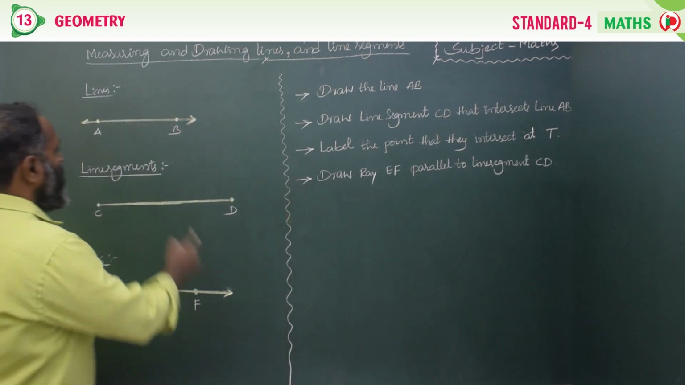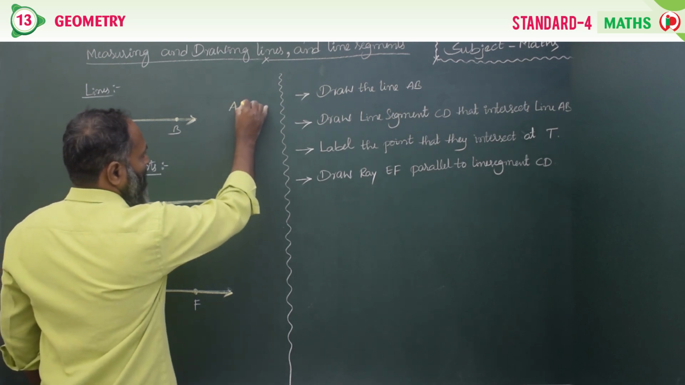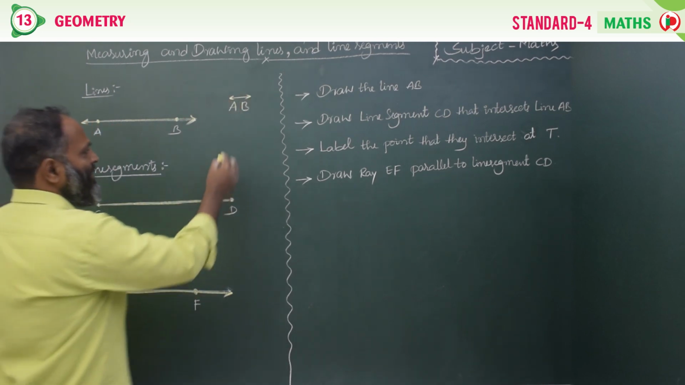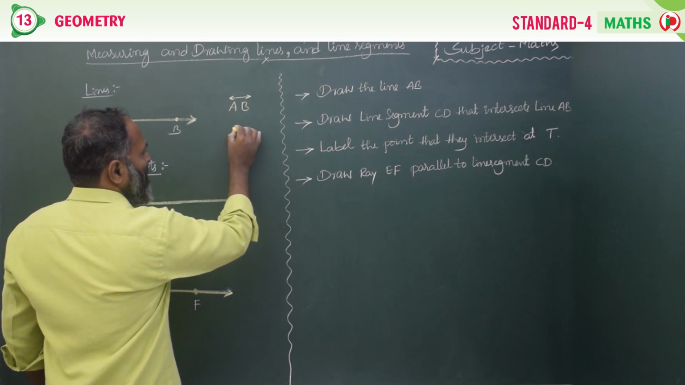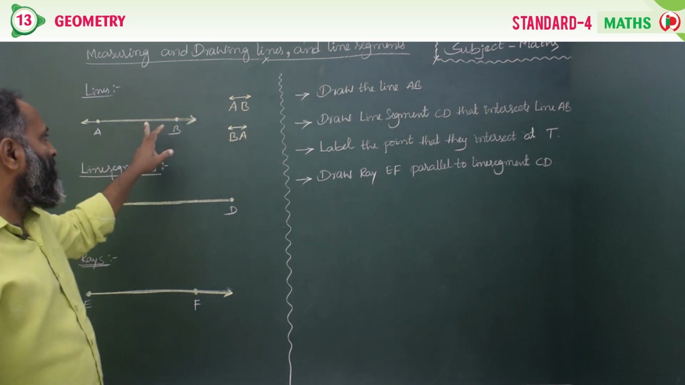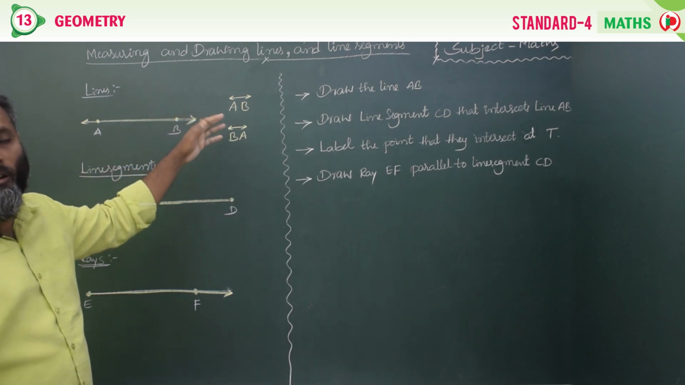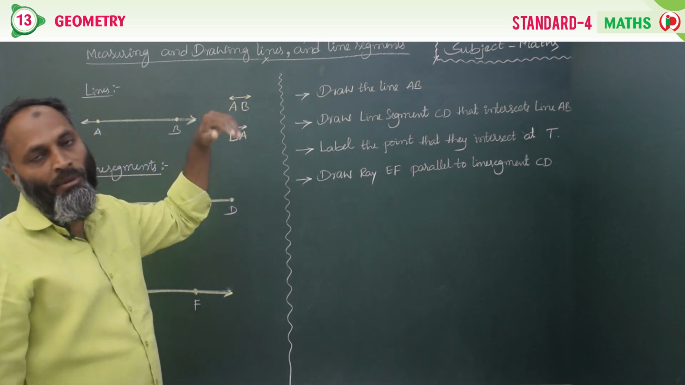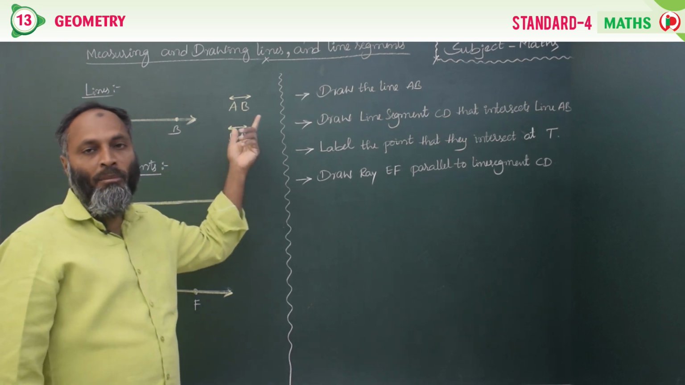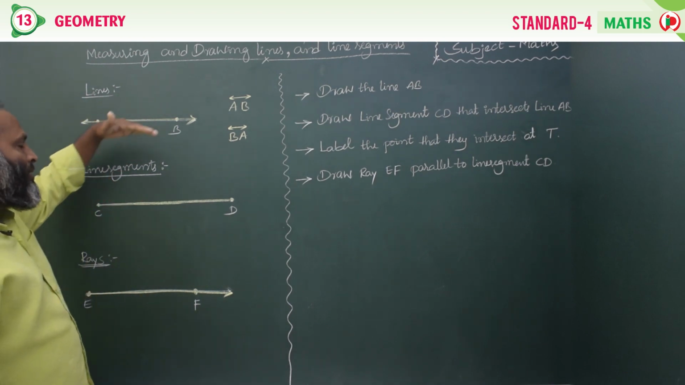Okay. Then how to represent this line? For the representation of a line, here A and B points are given on the line. So we can represent line AB like this by keeping 2 arrows on AB. Otherwise BA, keeping 2 arrows like this. So BA is also AB. That is your wish. Either you represent AB by keeping 2 arrows on AB, or BA by keeping 2 arrows on BA, and that also represents the line. So these are the 2 methods to represent a line.